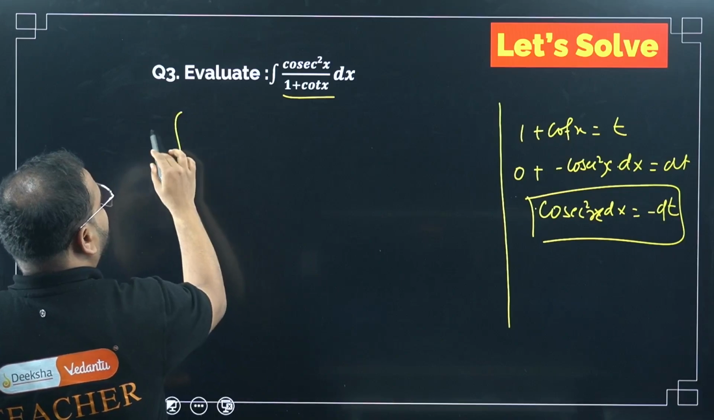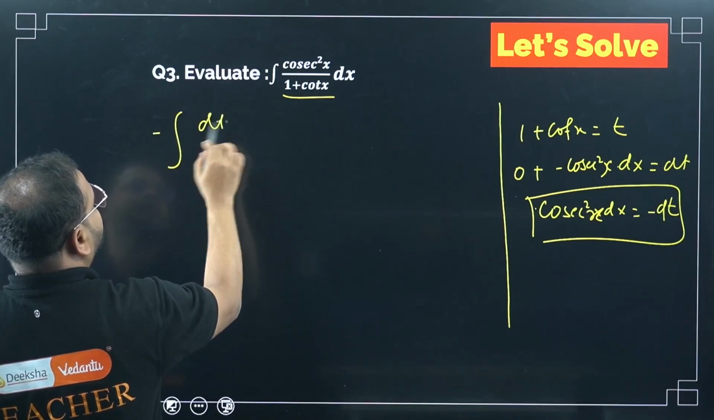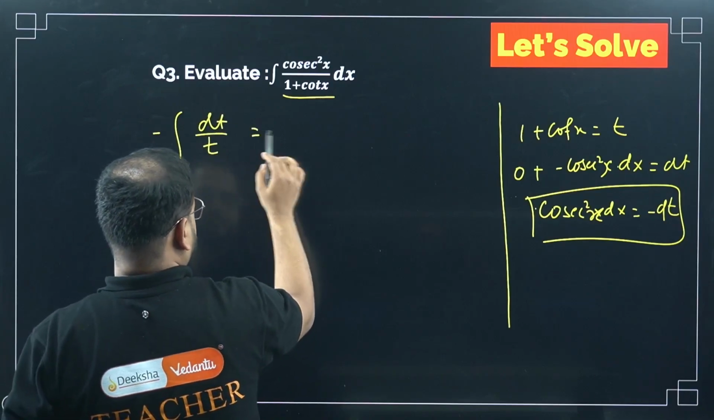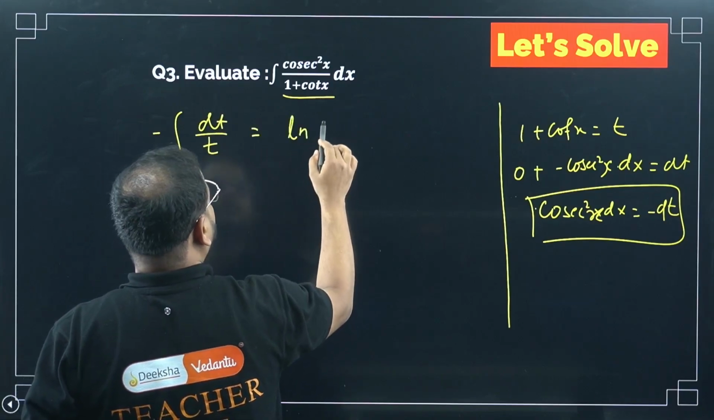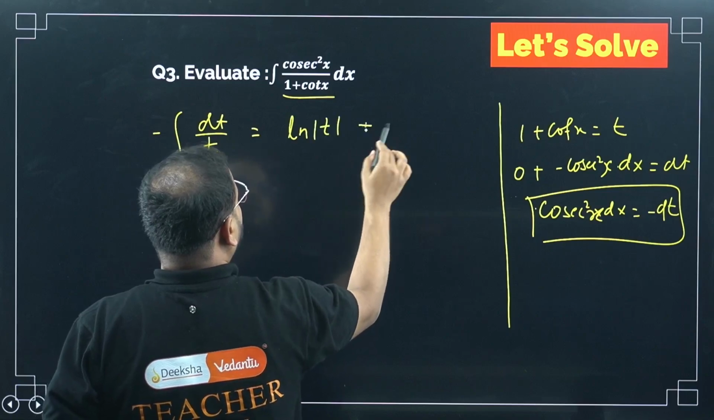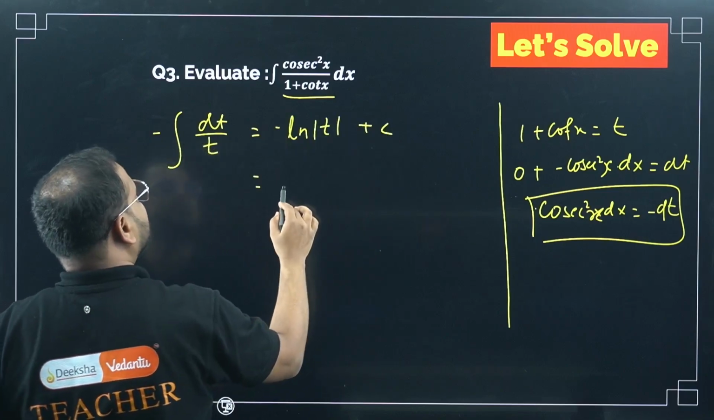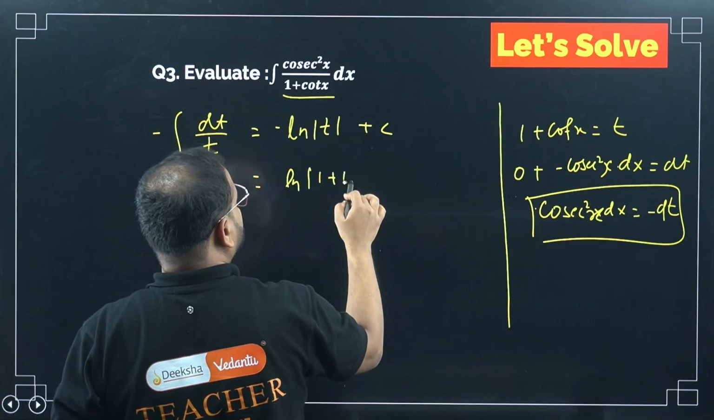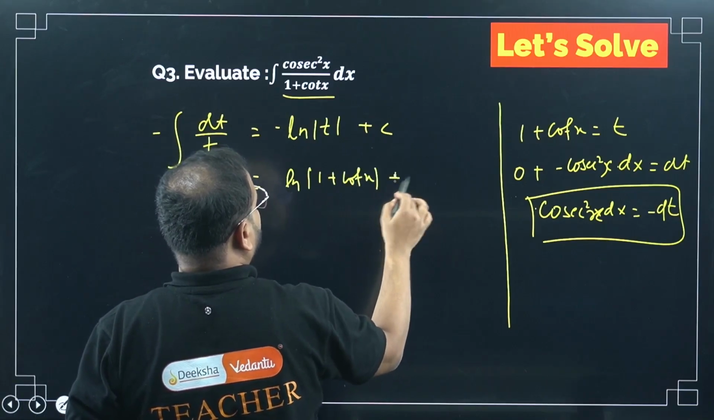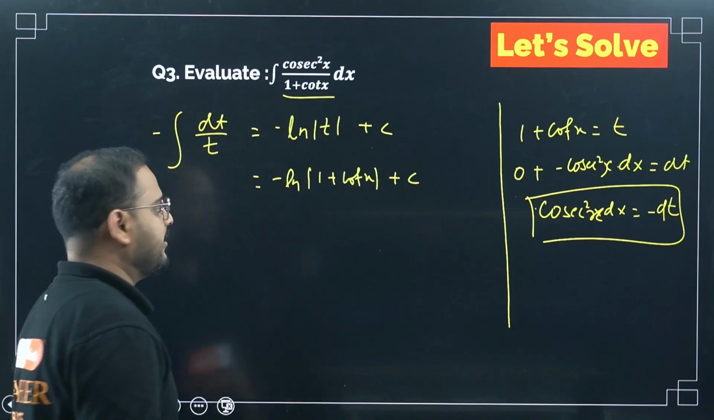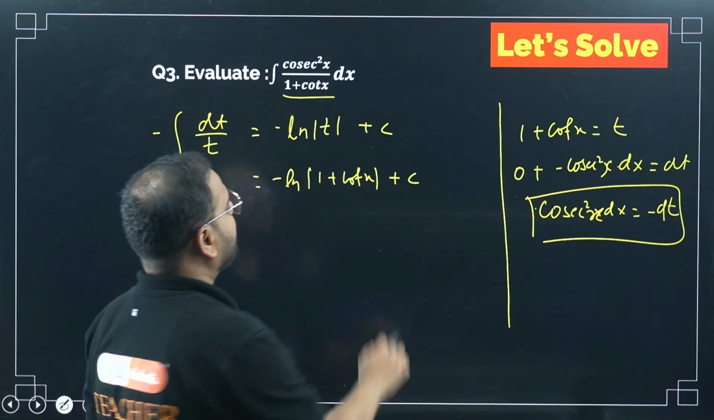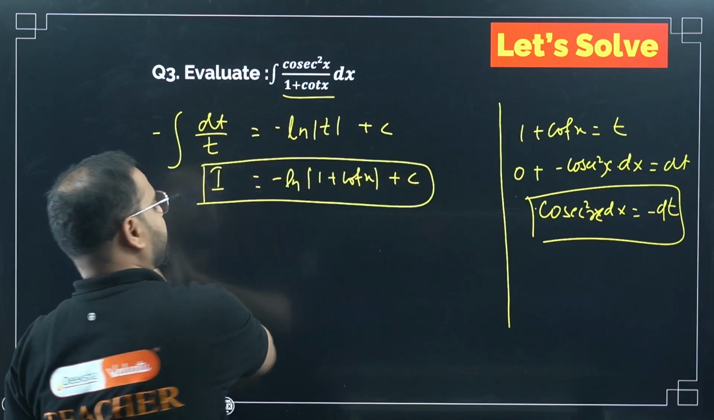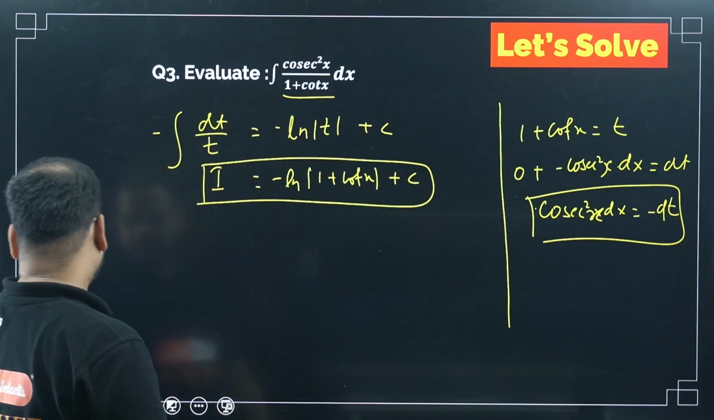Integration will become minus sign, dt upon t. Yes or no? dt upon t. How much is that? Minus ln t plus c. Okay, how much is this? ln t means ln of 1 plus cot x plus c with a minus sign. Yes or no? Yes, this is my answer. This is my integration. Yes, simple. Okay, moving on.